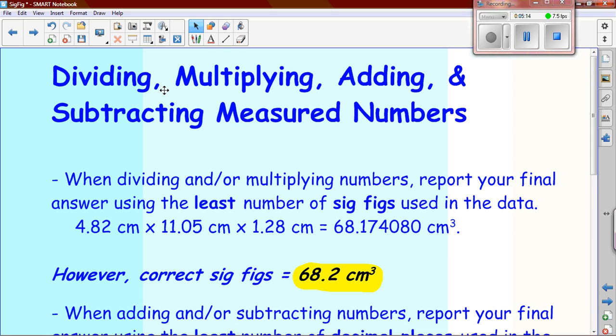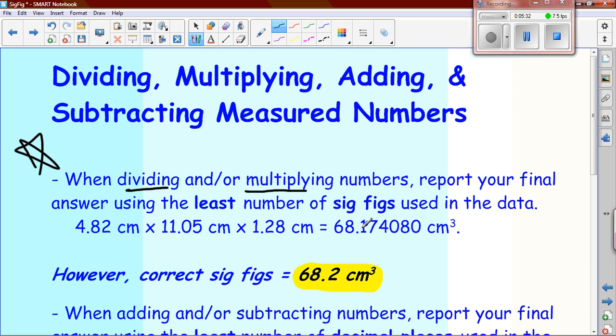Okay, so now some rules for dividing and multiplying, adding and subtracting measured numbers. These are really important rules here, so you have to make sure that you are definitely remembering these rules and applying them. Anytime you're going to divide and/or multiply numbers, you're going to want to make sure that the final answer gets reported using the least number of significant figures. We call them sig figs for short.